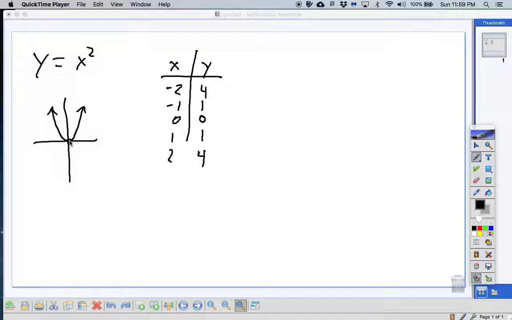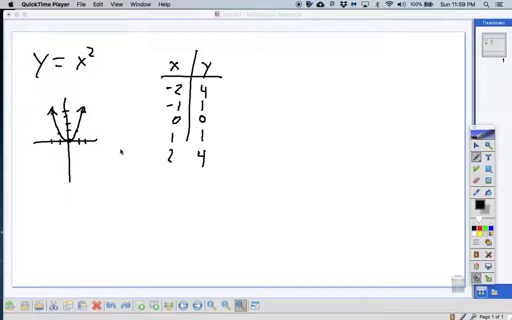So here's 0, 0. And then I need 1, 1. At 1, we're at 1, which is right there. And at 2, we should be up at 4: 1, 2, 3, 4, which is right there. On the other side, the same thing happens. At negative 1, we're right here at 1, and at negative 2, we're up here at 4. As you can see, the parabola I drew before was just perfect.